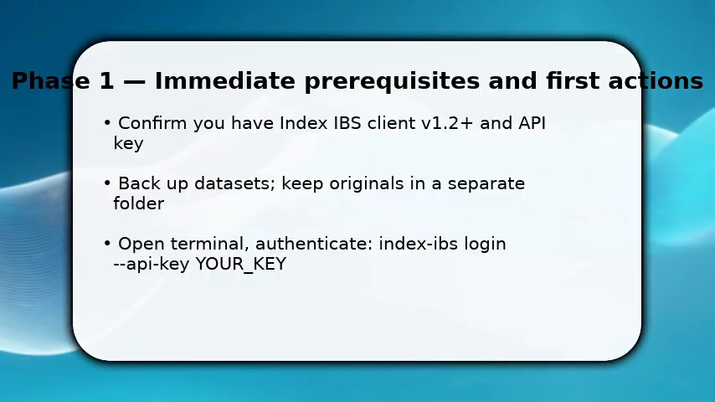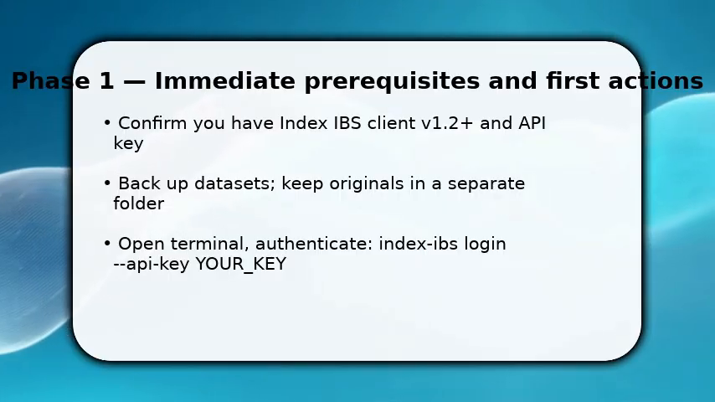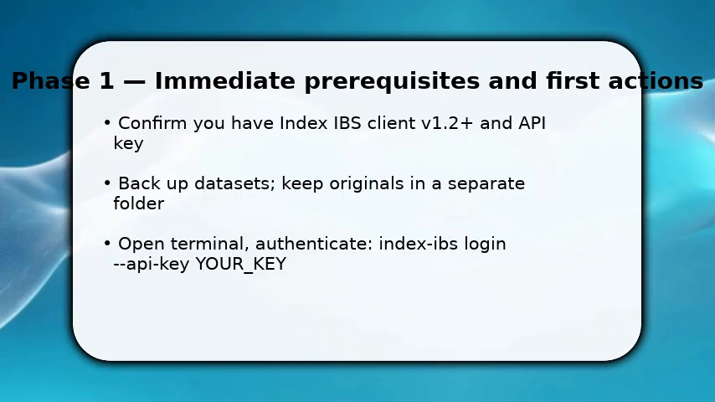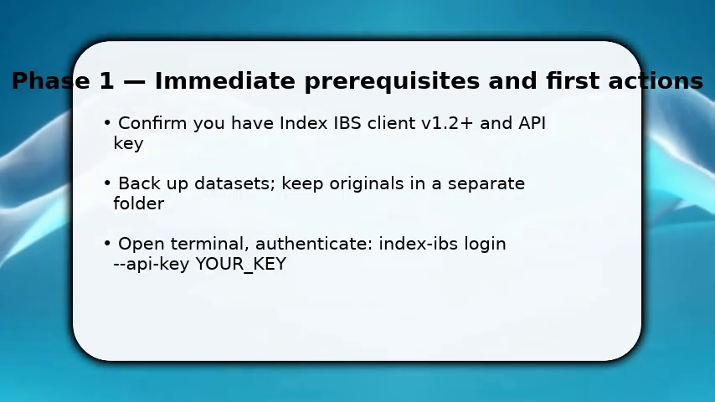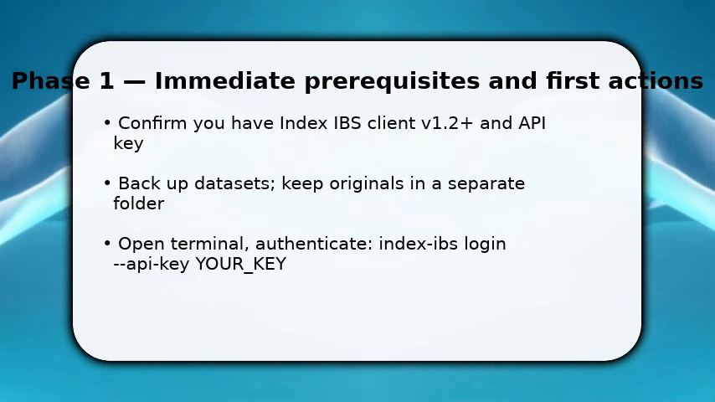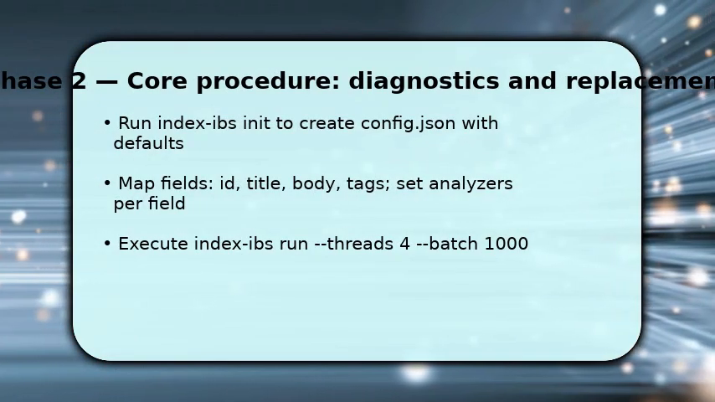Then, open a terminal and run the login command with your API key. This establishes a secure session. Make sure to set your working directory to the project folder, since relative paths determine which files Index IBS will index and process next.